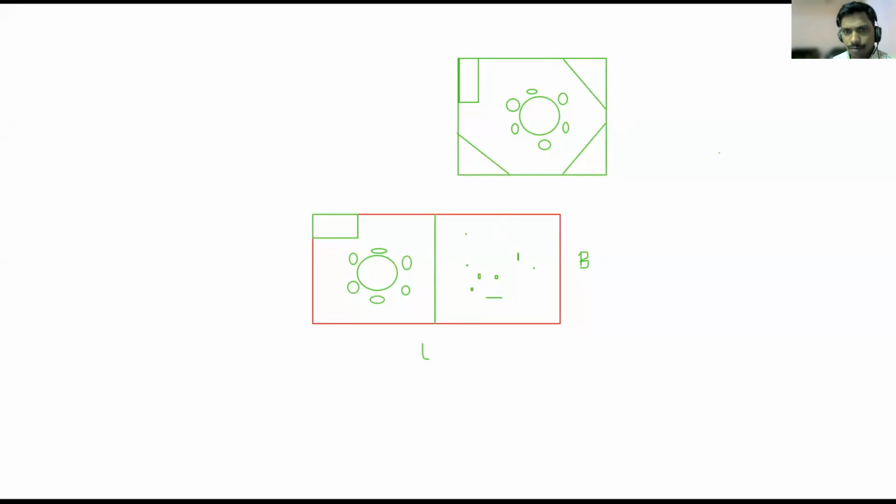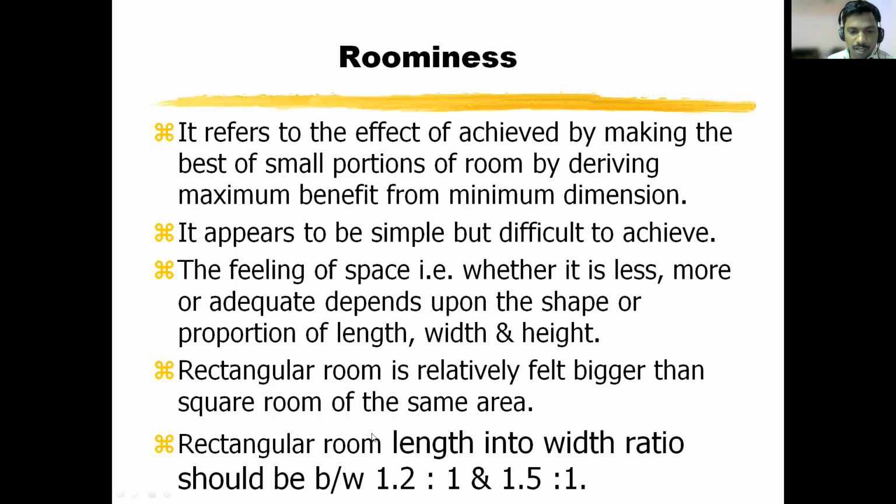Then here, whatever proportion is there of length to width ratio, we have to maintain in between 1.2 to 1.5. Okay, means for better roominess we have to maintain the length to width ratio in between 1.2 to 1.5.